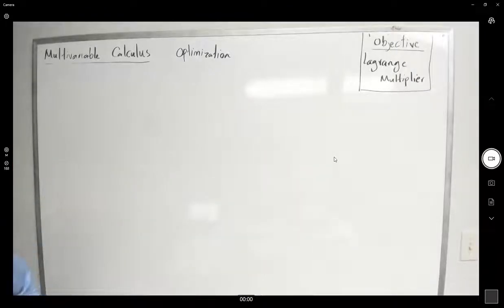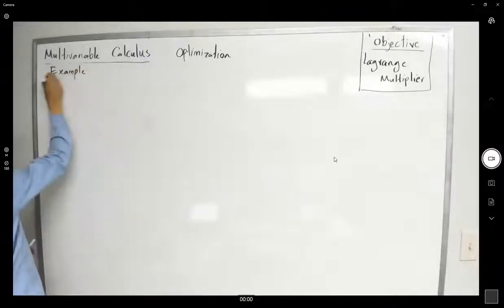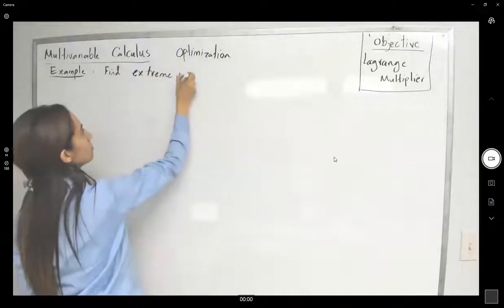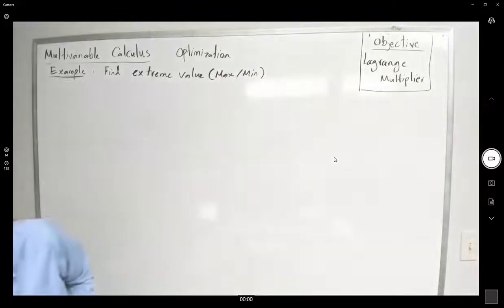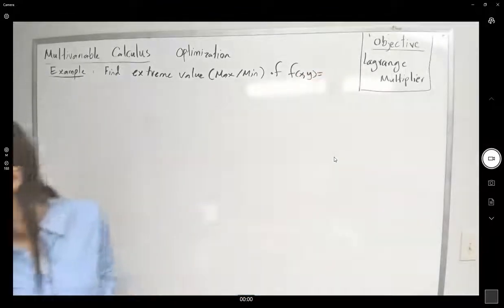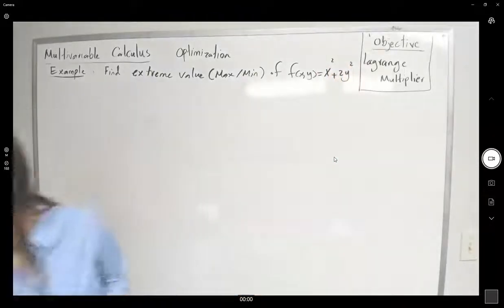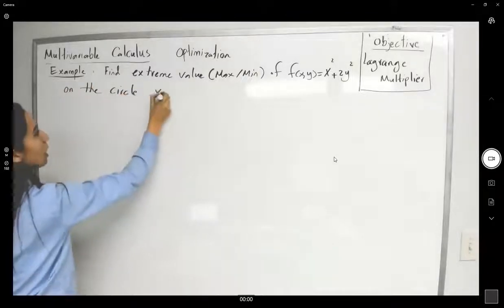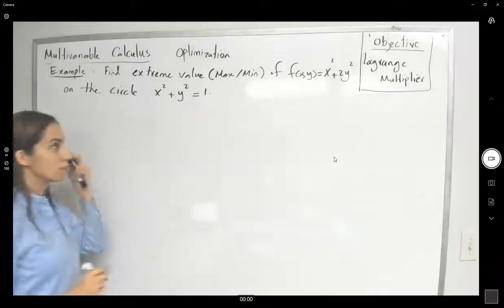So this example says, find extreme values, maximum and minimum, of the function f of x and y equals x squared plus 2y squared on the circle x squared plus y squared equals 1. There you go.